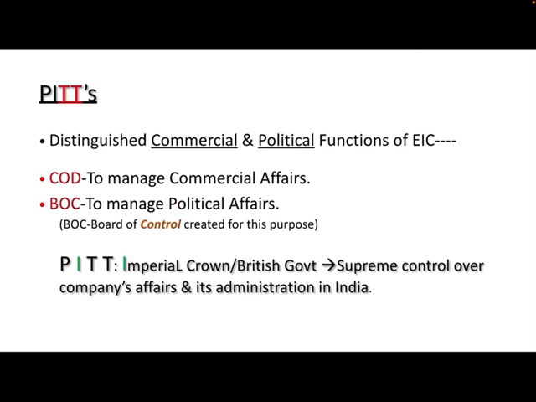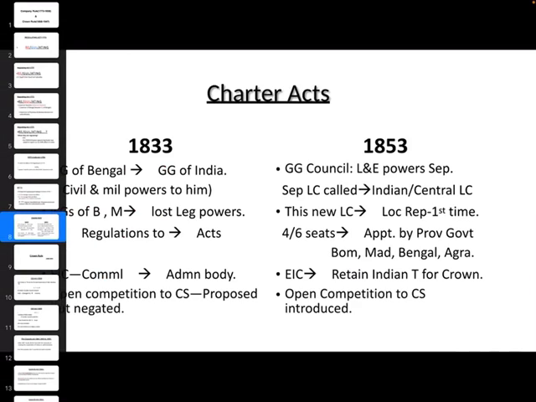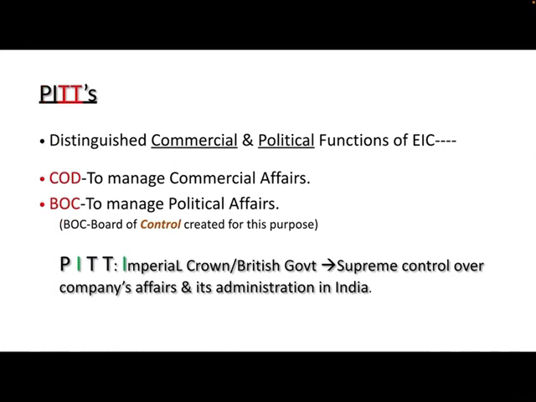Then the first point is company's property becomes Britain's. Okay. And the second point, if you take the I, in that I, it is Imperial Crown or the British government. They became the supreme control over the company's affairs and its administration in India.